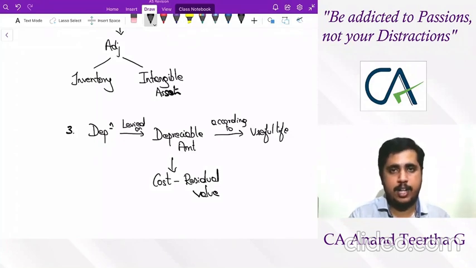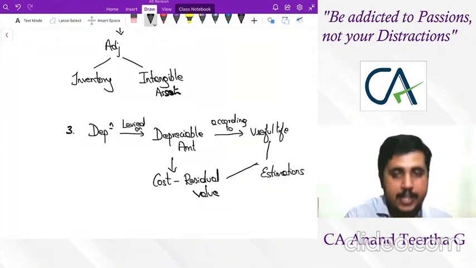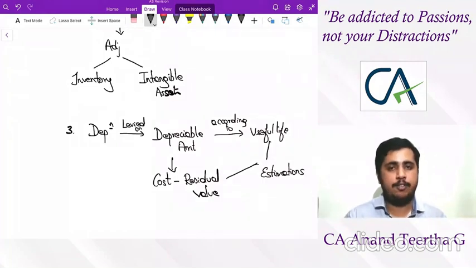Useful life, the time for which the asset could be utilized. Residual value, the value which could be derived at the end of life of the asset when they are sold, scrap value. Now, both of them are estimations because both of them are decided at the time of purchase itself. So for how many years this asset might be used or what might be the value which could be derived, both of them are estimated at the beginning itself.